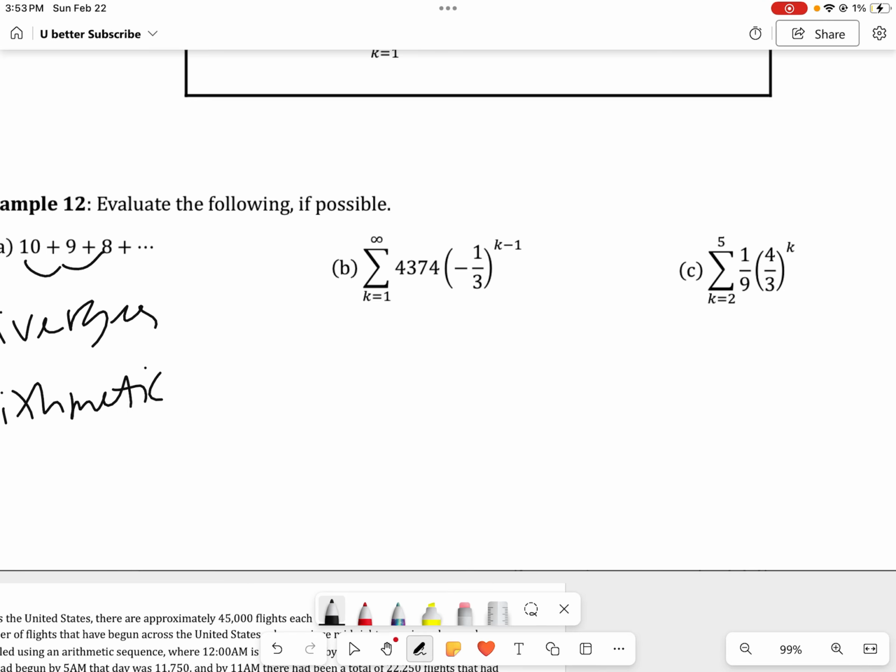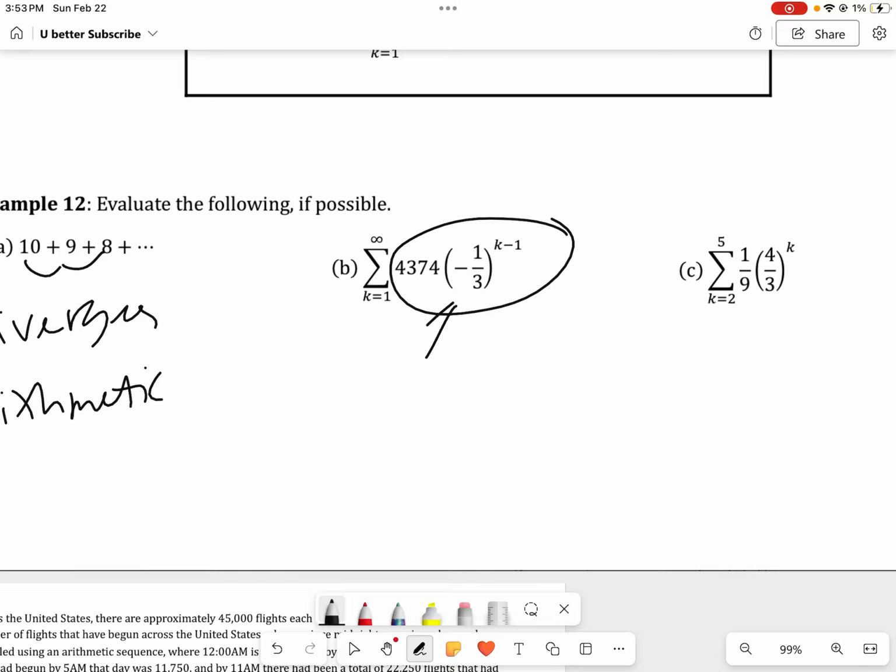So this one, you can see that it's not an arithmetic sequence. It is a geometric sequence. You can kind of decipher that. And I'm on 1%, so I'm going to quickly finish this up.